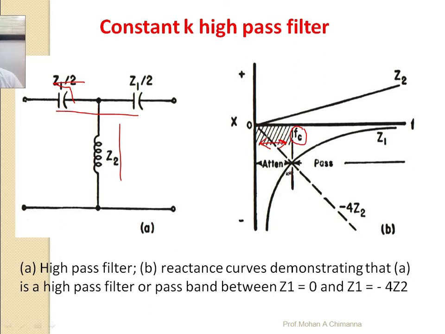Once we reach this point, the pass band starts. At the cutoff frequency the signal will come out, and the attenuation alpha is equal to 0. You get the output from the filter after the cutoff frequency, and before the cutoff frequency the value of alpha is equal to infinity here.